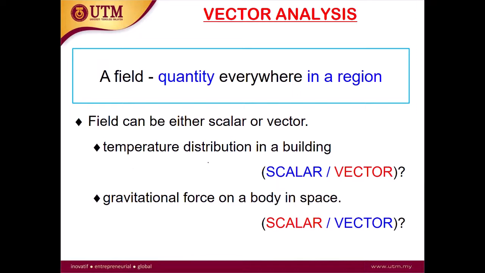Temperature distribution in a building. Is it scalar or vector? For temperature, we don't have a direction. It's just a magnitude, how hot the surrounding is. So, this is a scalar unit.